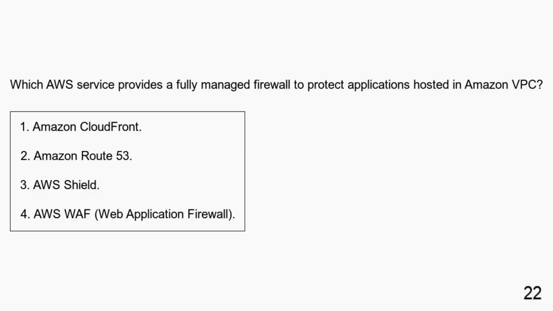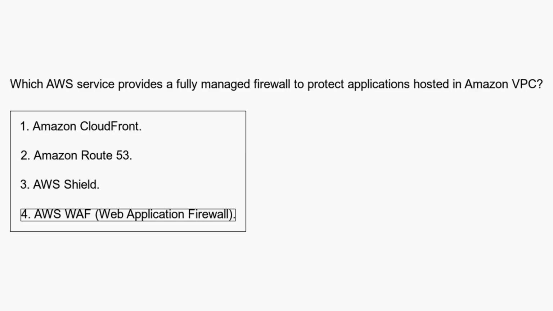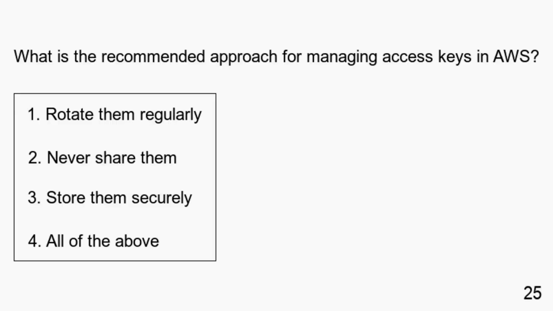Which AWS service provides a fully managed firewall to protect applications hosted in Amazon VPC? Amazon CloudFront. Amazon Route 53. AWS Shield. AWS WAF, Web Application Firewall. AWS WAF, Web Application Firewall, provides a fully managed firewall to protect applications hosted in Amazon VPC.